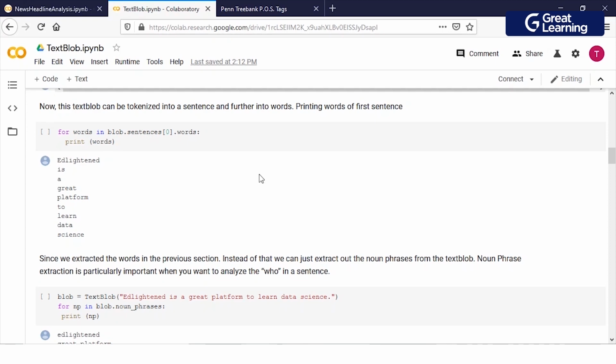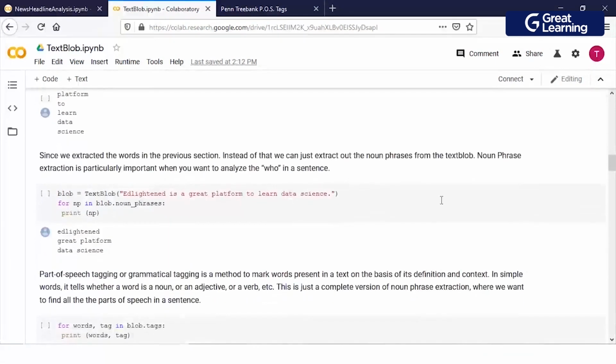The interesting part is we only want to take out the noun phrases. We are not interested in taking out anything else, but only the noun phrases. So if you want to take out the noun phrase, you must first identify the noun phrase. You want to analyze the who in a sentence. Now I did this. I said Enlightened is a great platform to learn data science.